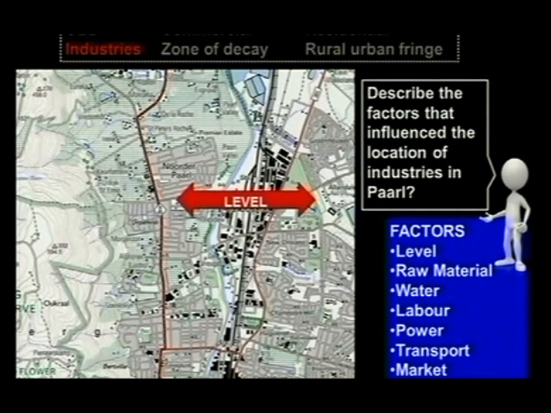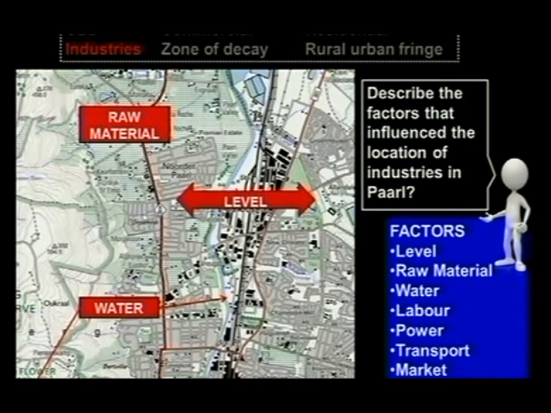Firstly, it's level. No contours there, very few contours, one or two. Then the raw material, here from the farms in Paarl that provide the raw material for the industries. Have a look at this water. Here's a dam, there's a river, very important water. Labor that we get here from the residential areas here. See a residential area very close to the industries, low income. This question has been asked in the examination already with regard to the Paarl map.